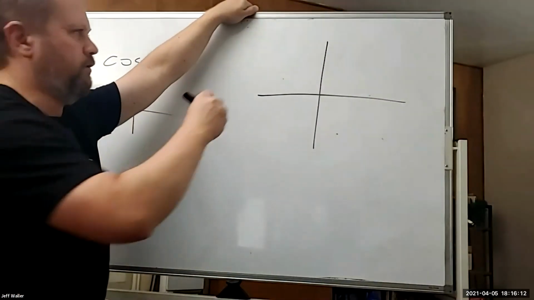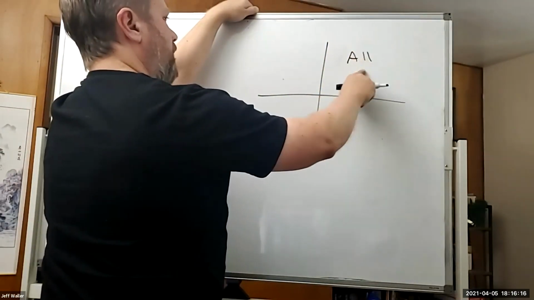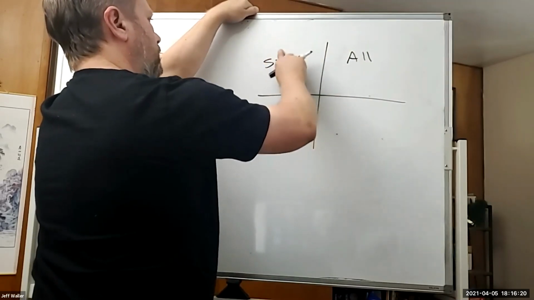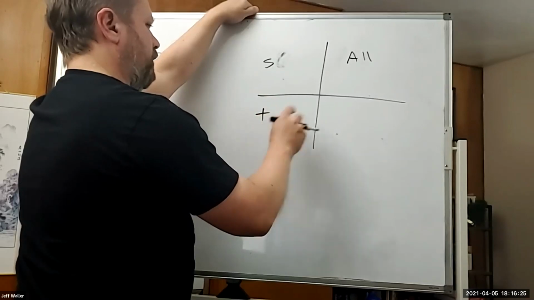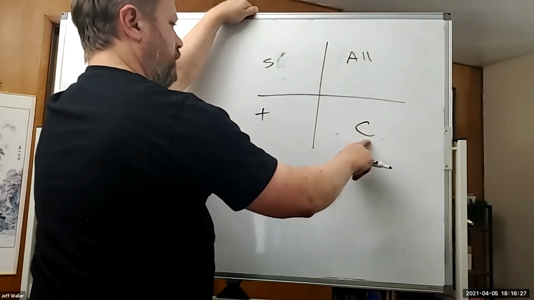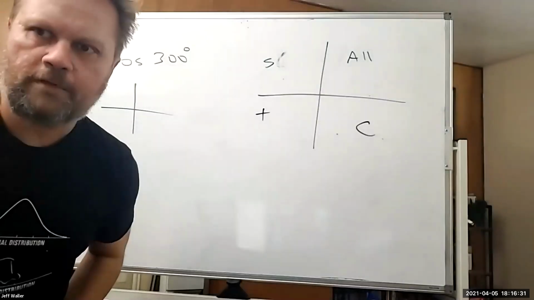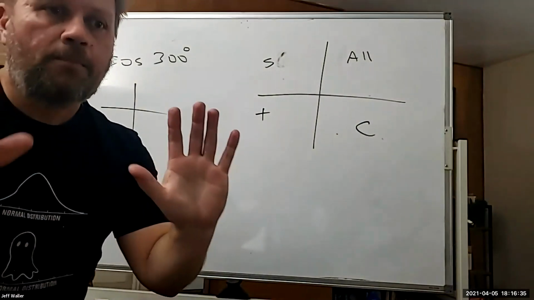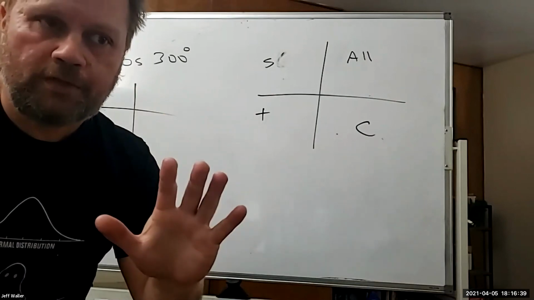So all students take calculus. All things are positive here. Sine is positive here. All students take tangent is positive here. Calculus, cosine is positive there. And if it's not positive, it must be negative. Yeah, all right. If you've learned that, I have no problem with you using it.